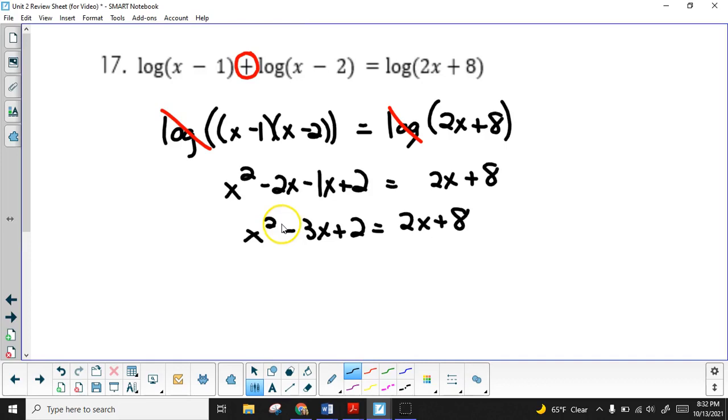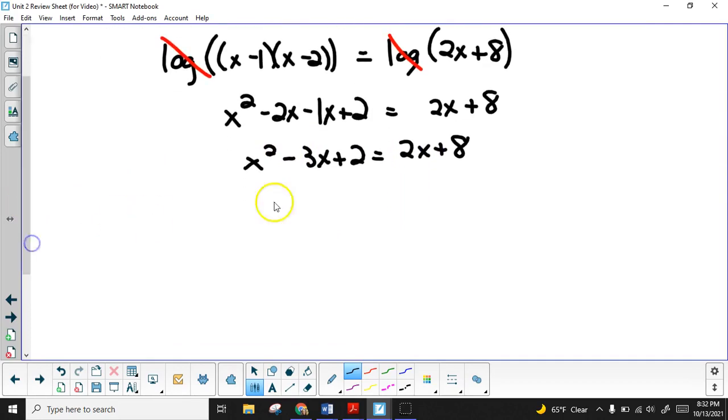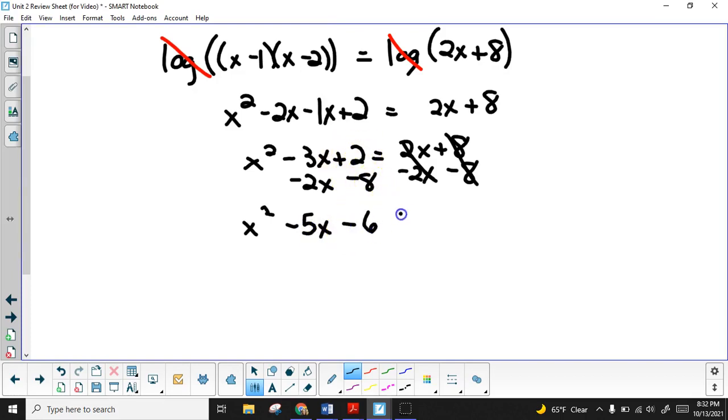And then what we have is a quadratic equation. And so we want to get everything on the left-hand side and 0 on the right-hand side, and then we can factor. So we want to subtract 2x. That will cancel that out over here. We want to subtract 8. That will cancel. And we will be left with x squared. We have a negative 3x minus 2x, which is a negative 5x. And a positive 2 minus 8 gives us a negative 6. And on the right-hand side, we have 0.